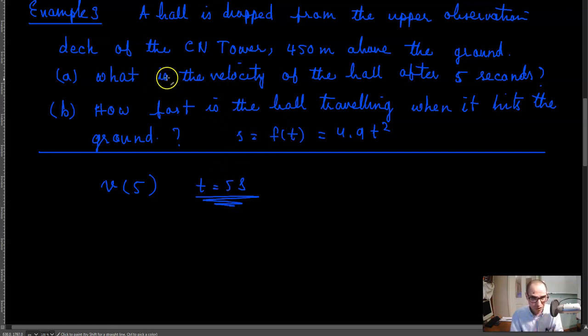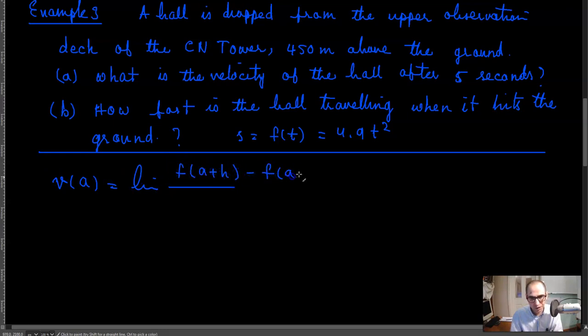So essentially this is not average velocity, this is instantaneous velocity. And since you want to find instantaneous velocity, you have to use the formula that we found before, which you could call V of a is equal to the limit of f of a plus h minus f of a over h as h approaches zero, something like that, right?